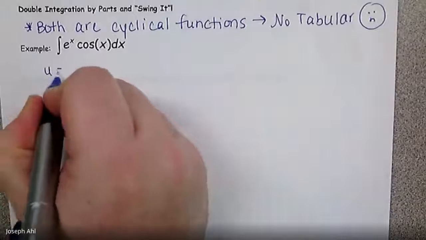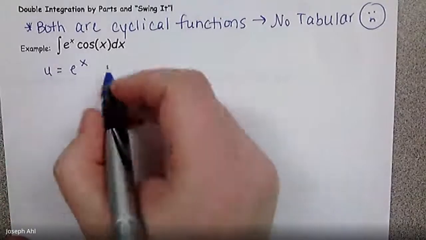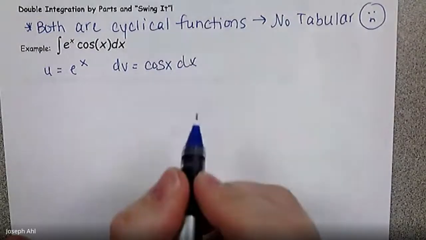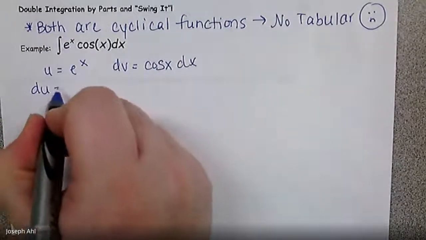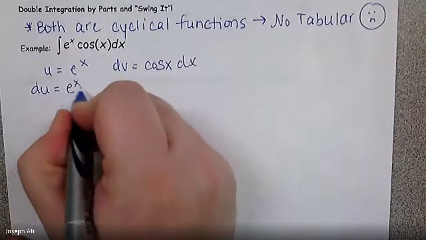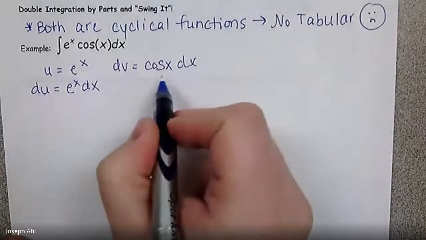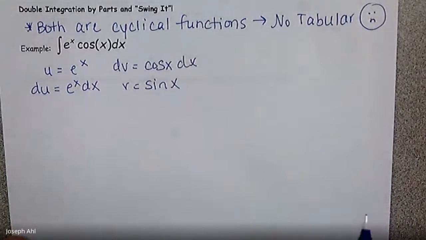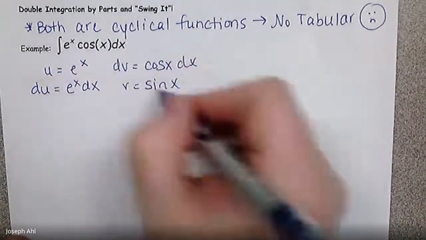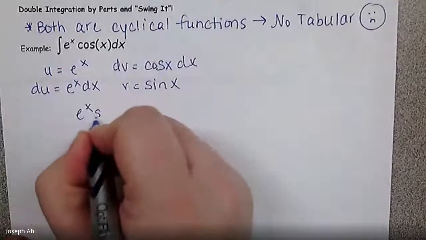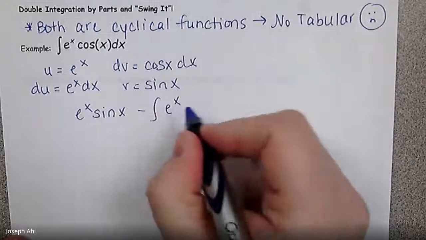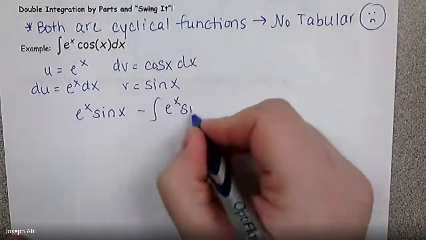All right, so I'm going to let u equal e to the x and dv equal cosine of x dx. Over here, du is going to be e to the x dx. And over here, if I take the antiderivative of cos, that's sine, so v is sine x. In the very first step, we get uv, so e to the x sine x, minus the integral of v du, so that's e to the x sine x dx.